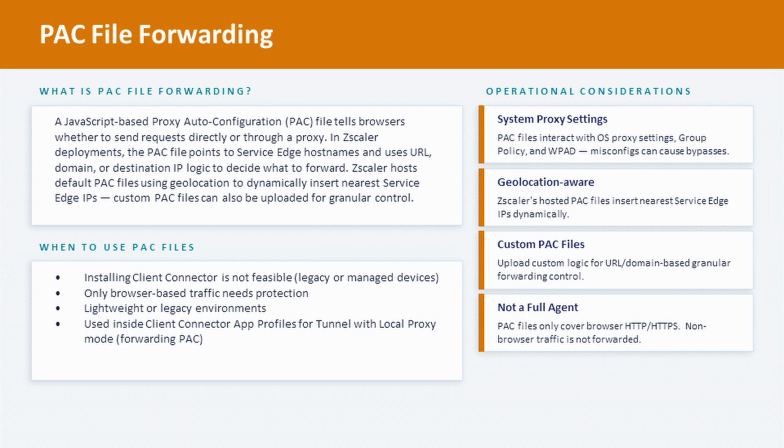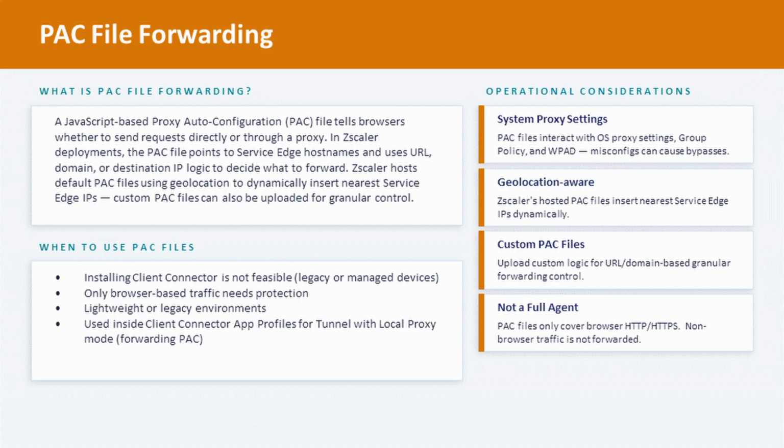Now, for the limitation, and this is important for security architecture. PAC files only cover applications that use and respect the system proxy settings. That's primarily browsers. But think about everything else on a typical laptop. Backup agents, update services, collaboration tools, native email clients, database clients, cloud sync services. Many of these applications make direct internet connections that completely bypass the system proxy. That traffic is invisible to Zscaler when PAC files are your only forwarding mechanism. This is why PAC files are a fallback, not a primary zero-trust solution.